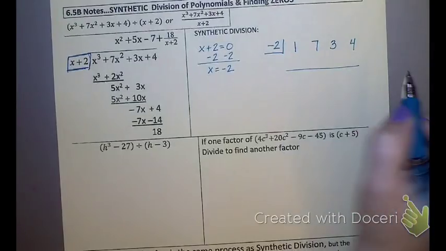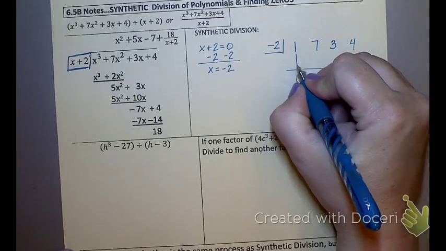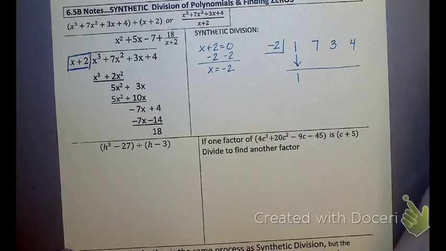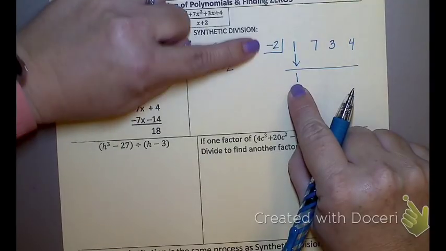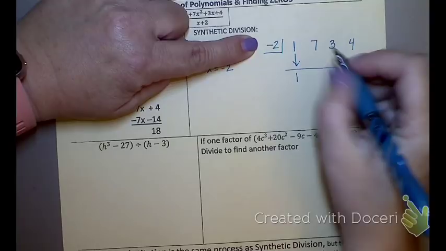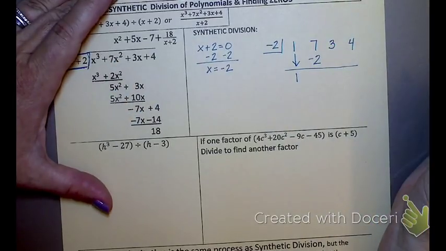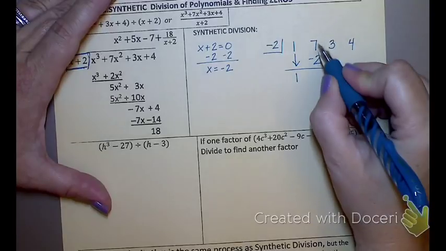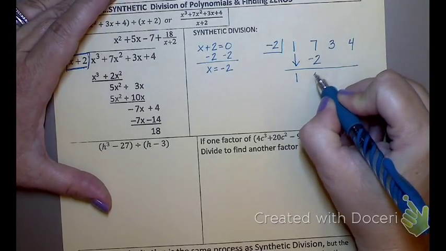And here's where the magic happens. Are you ready? Watch very carefully. Bring the first term down. Multiply that by your box number. What is 1 times -2? -2. You write your answer right there. Add these two together. -5. That's right.